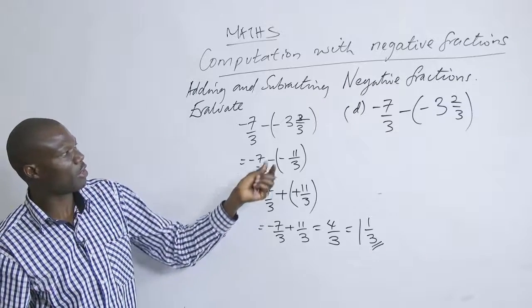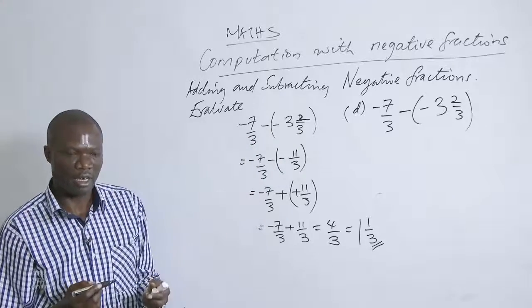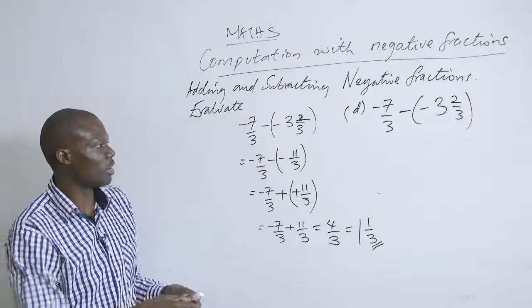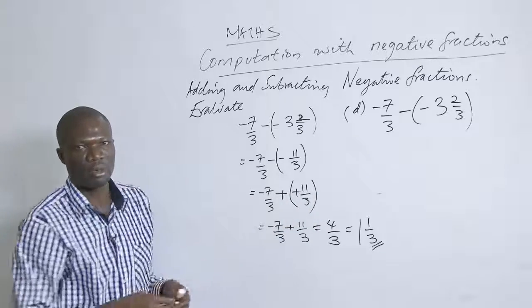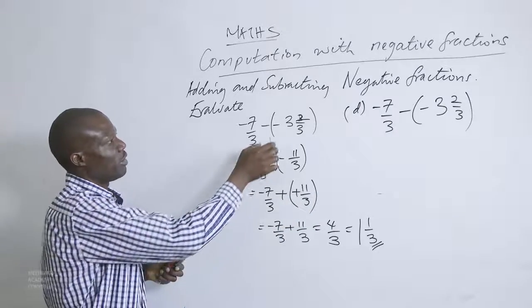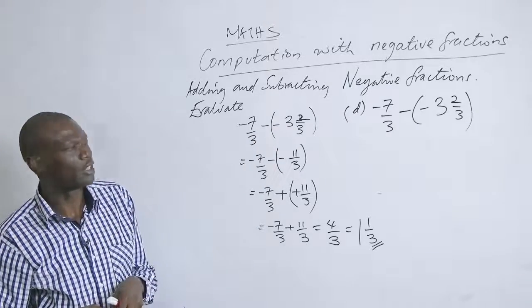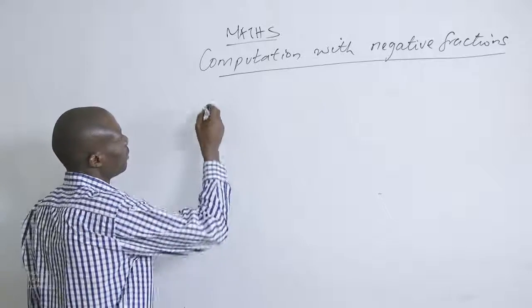So take note that we are not able to handle it here because this is improper and this one is a mixed numeral. That's why we need to change all of them to be improper, and then we solve it. The rule here we are observing was when subtracting another negative fraction.